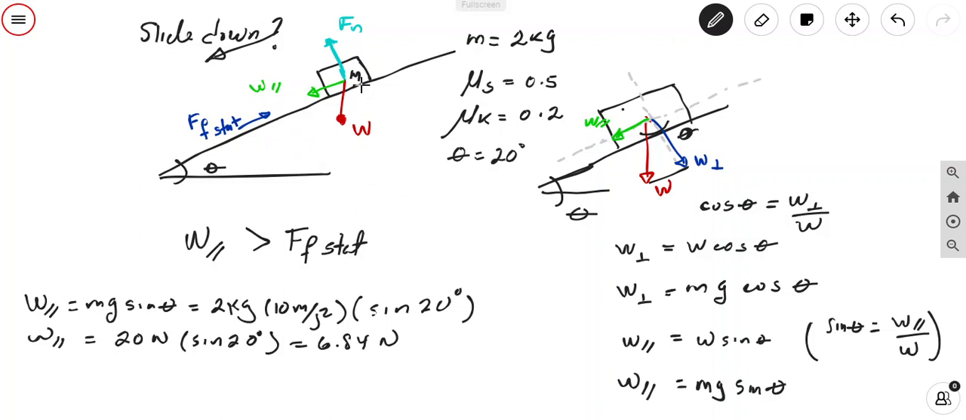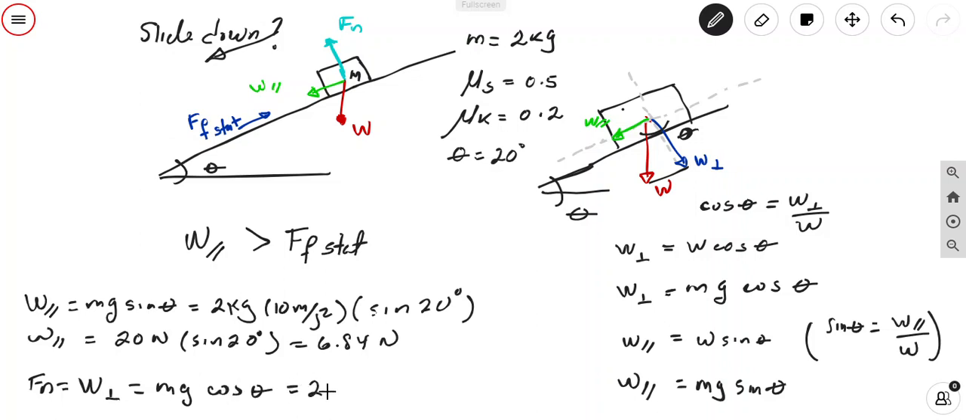Now, what about the force of static friction? The force of static friction depends on the coefficient of static friction and the normal force. So if I want to find the force of static friction, I have to first find the normal force. The normal force has the same magnitude as the perpendicular component of the weight. So it's going to be equal to W perpendicular, which is mass times gravity times the cosine of theta.